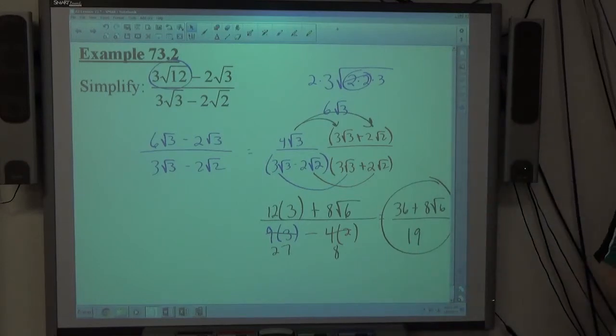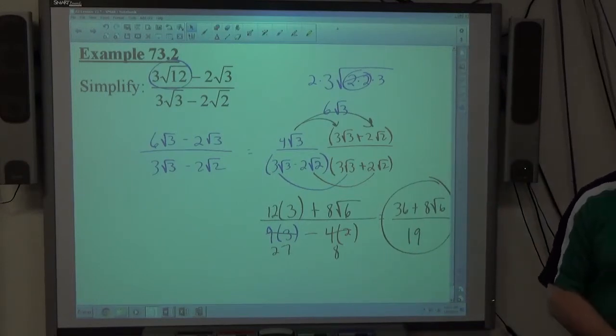36 plus 8 square root of 6 over 19 is the best answer to that problem.